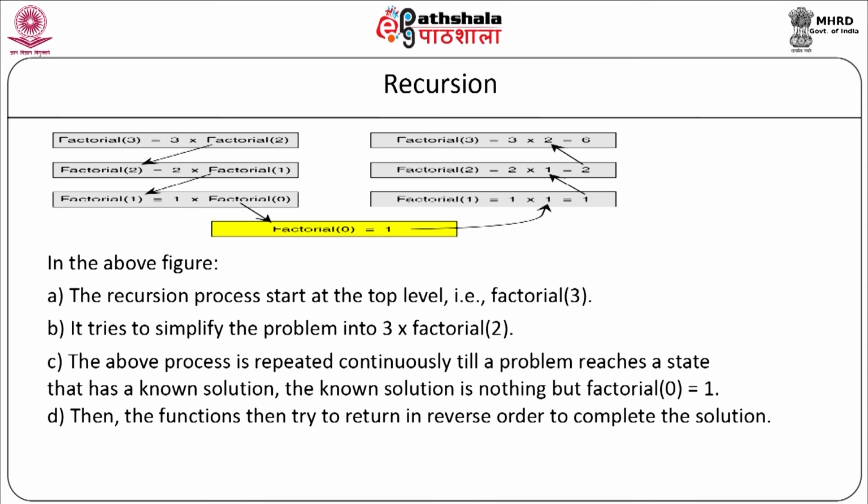The recursion process will start at the top level, that is factorial 3. It tries to simplify the problem as 3 into factorial 2, where factorial 2 will again be modified as 2 into factorial 1, where factorial 1 will be modified as 1 into factorial 0. Now once the value reaches 0, factorial 0 will return the value 1. So our statement will be 1 into 1, 1. That factorial 1 will be returned to factorial 2, and the factorial 2 value will be returned to factorial 3, and the last result 6 will be displayed on the screen.